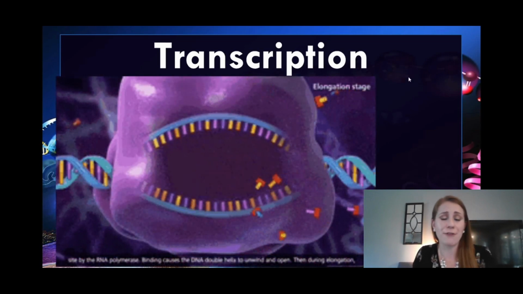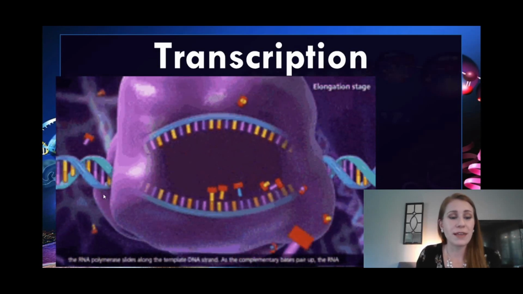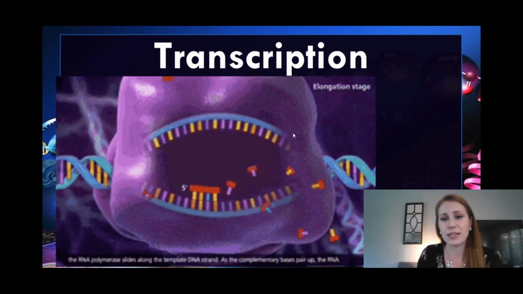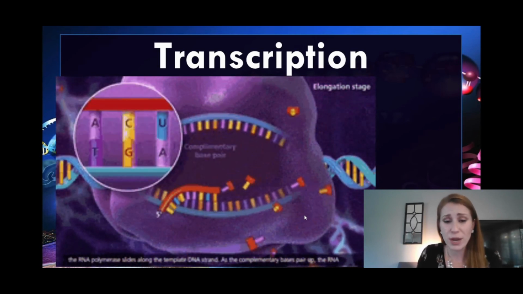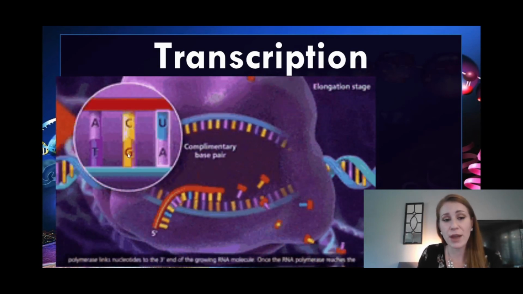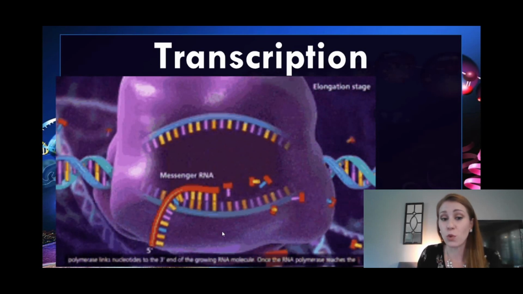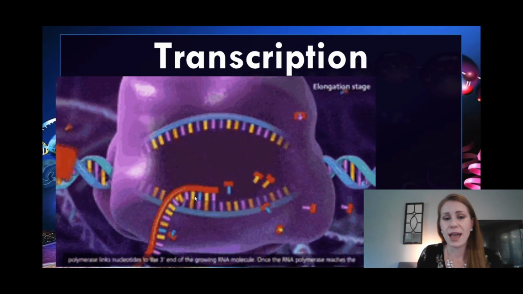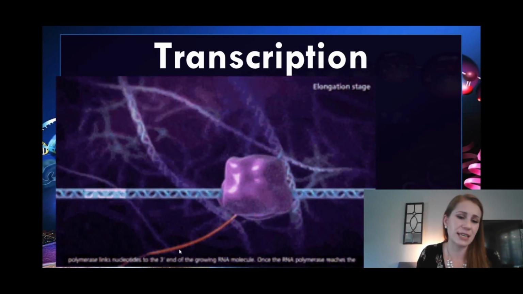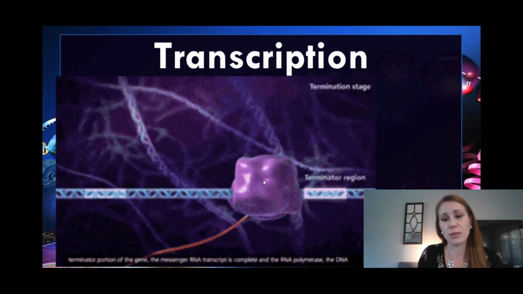Here's a quick GIF of this process. So helicase is unzipping the DNA. We've got this big molecule here, our RNA polymerase. And what it's doing is it's pairing up according to the base pair rules. Now it's pulling in those A's, U's, C's, and G's. As soon as it pairs up, it starts leaving that RNA polymerase.